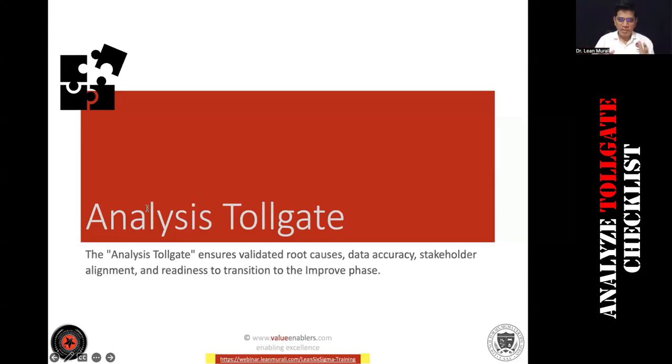Just make sure that you know this terminology: define, measure, analyze, improve, and control. Now we have finished define, we have finished measure. Now we are going to finish analyze, and for the Tollgate, we have a checklist. After you tick all the things in the Tollgate, we'll be moving towards the improve phase of this methodology.